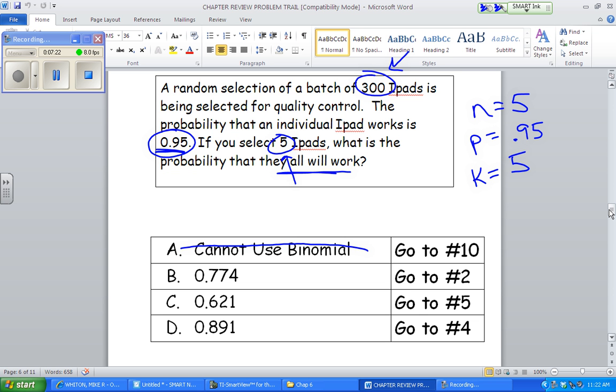Okay, so the quickest way to do this on the calculator is a binomial PDF. We are not adding up a bunch of individual probabilities. We're finding the chance of getting exactly 5. So we're going to go 5 trials, 0.95, 5 successes, and this should give you an answer of 0.774. Okay, so B.